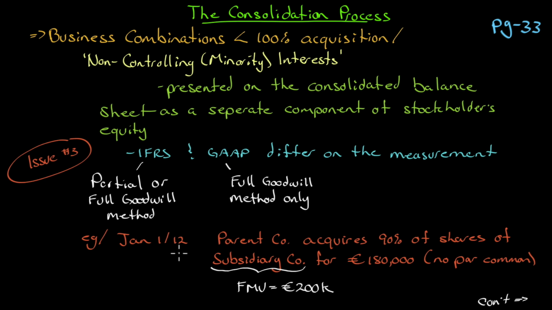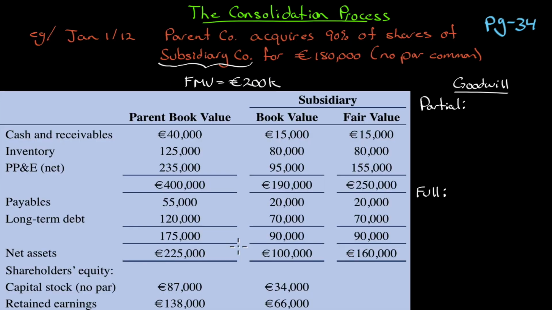January 1st, 2012, parent company acquires 90% of the shares of subsidiary company for 180,000 euros, no par common. The fair market value implied by this, if it's 90% for 180, we're implying a fair market value of 200,000 for subsidiary company. So let's look at how we would measure. First, we'll measure the goodwill, the partial and full, and then we'll go through an example where we see what happens to the minority interest amount.